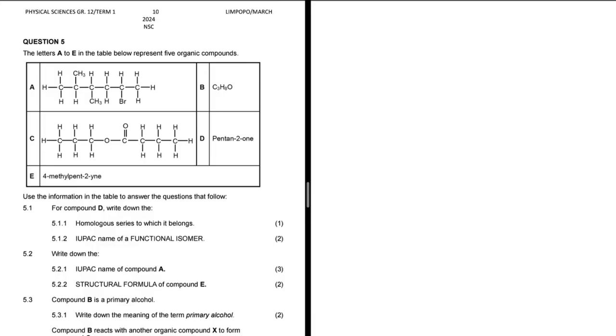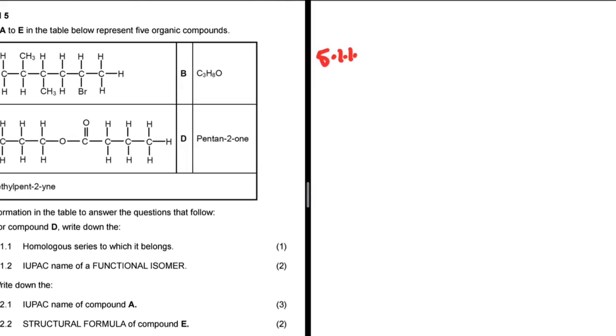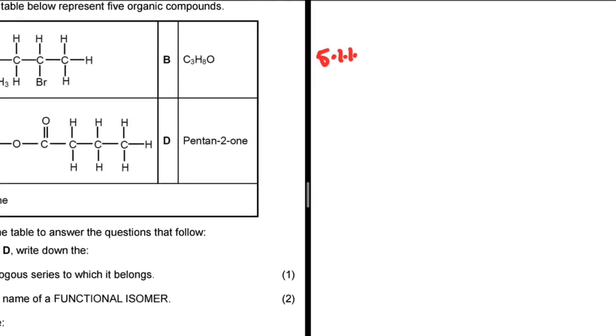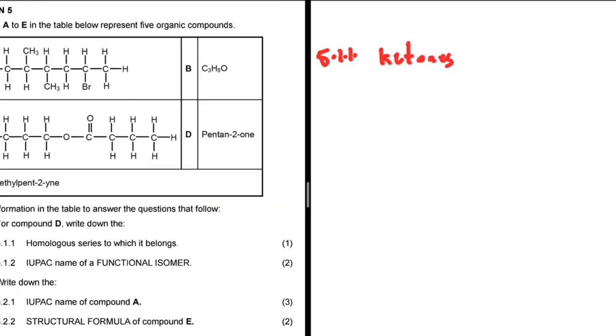Use the information in the table to answer the questions that follow. 5.1.1. For compound D, write down the homologous series to which it belongs. So let's go ahead and take a look. When you take a look at compound D, the IUPAC name pentan-2-one, it should be quite obvious that the homologous series is ketones, right? So that is the answer to 5.1.1.